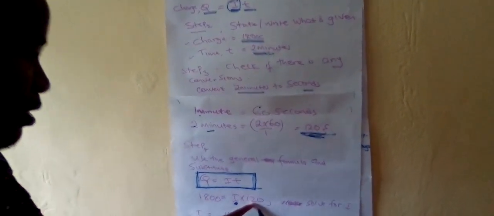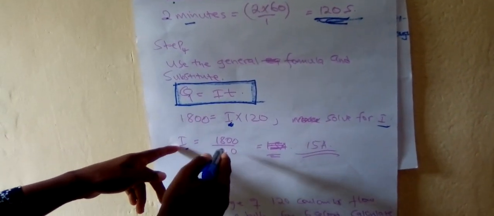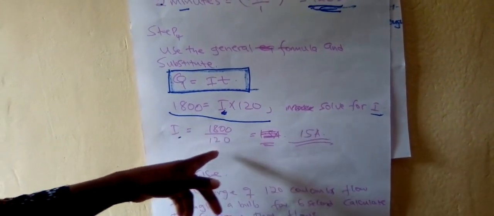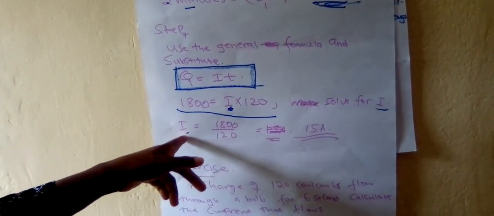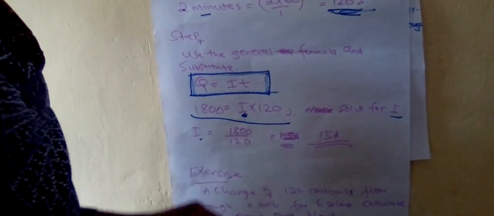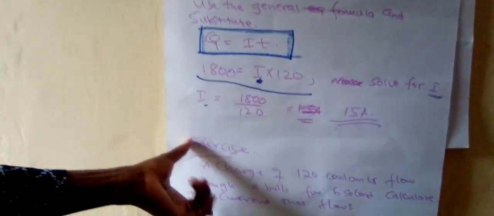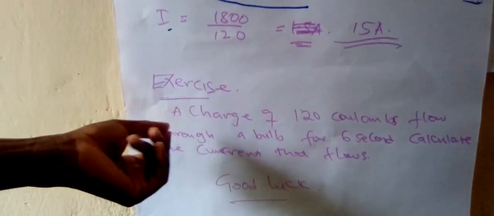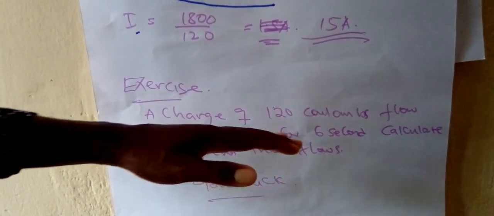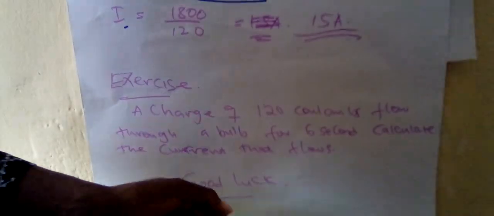So after getting this, we shall now solve for I. When we look at this equation, to solve, we just divide both sides by 120. Therefore, our current I will be given as 15 amperes. As simple as that. Now, this one is your exercise. You can try out this question. You copy it and try it out to check whether you have understood the steps. Hope you have got me clearly.